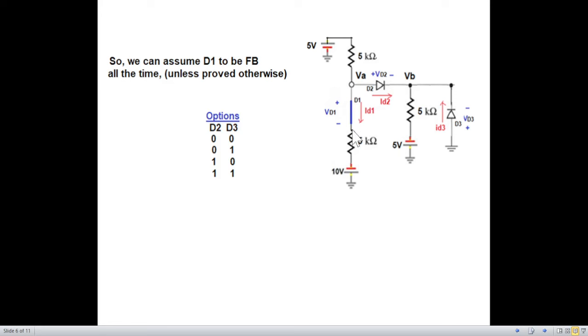And now that we have assumed that this one is permanently short-circuited or forward bias, we are left with these two diodes, D2 and D3. Here we'll have 4 options: both of them could be reverse bias, one reverse and one forward, etc. We'll just name them assumption number 1, 2, 3, 4. As I told you, it is better to start with the 0, or the reverse bias case. So we'll start with assumption number 1.